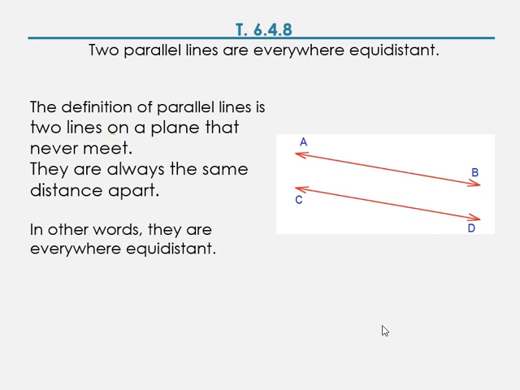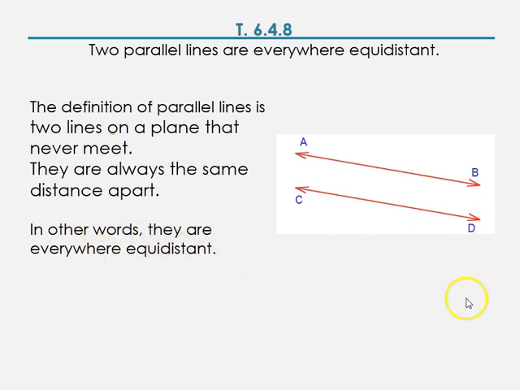And there are so many parallel lines. Let's just say that we've already intuitively known that two parallel lines are everywhere equidistant. Probably would have been a good idea to make this a theorem at the beginning of parallelograms. So the definition of parallel lines is two lines on a plane that never meet. They are always the same distance apart. In other words, they are everywhere equidistant.